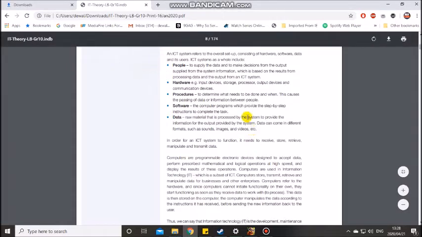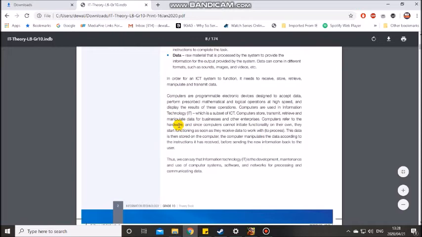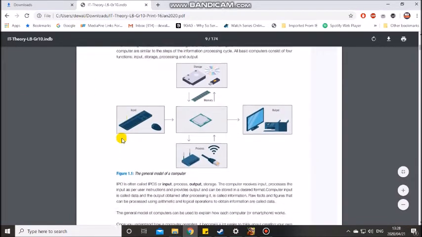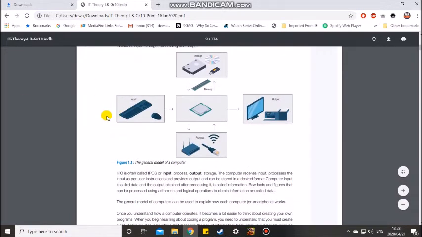Information or data can come in any kind of format, such as sound, images, video, normal typing, etc. The general model of a computer, so we all know the IPO system, which is basically the input, the processing and the output, which is the basic model of the computer.